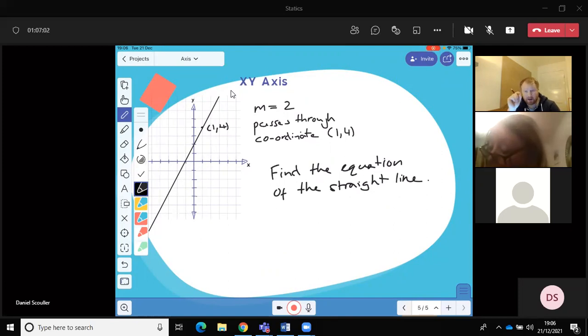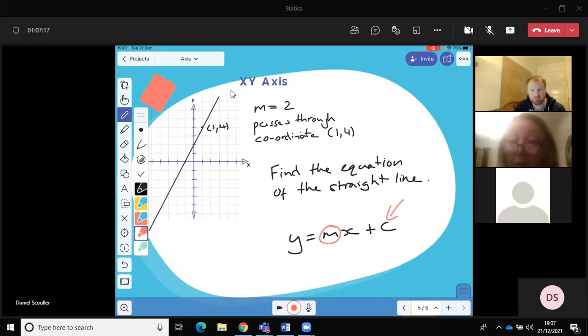It's asking you to find the equation of the straight line, so it's wanting you to find y equals mx plus c. We get given m anyway, so essentially we just need to find this c. And that's what that other formula is for. So let's write out that formula, then go through it.